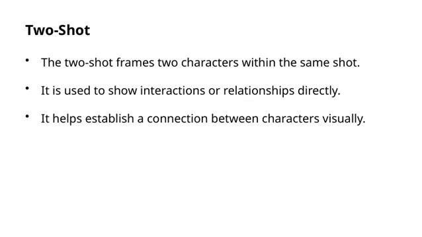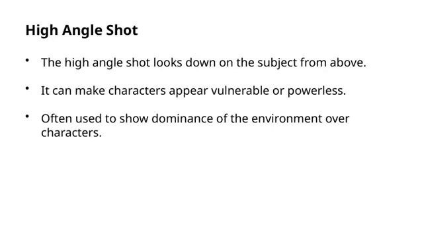When you see two characters together in one frame, it instantly helps the audience understand how they relate to each other. It visually establishes a connection, which is especially important in storytelling or dialogue scenes. Overall, the two-shot is a powerful tool for emphasizing relationships and interactions, tying into our broader goal of creating engaging, connected narratives on screen. Let's talk about the high-angle shot.